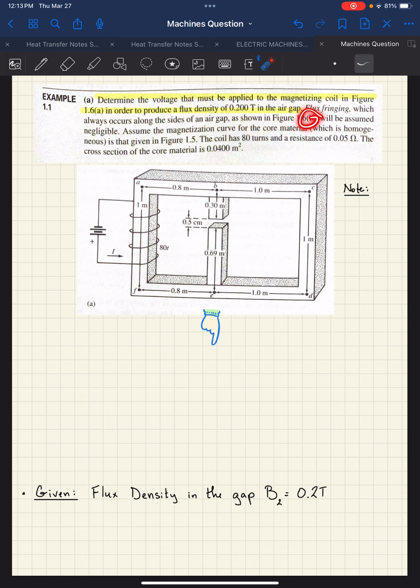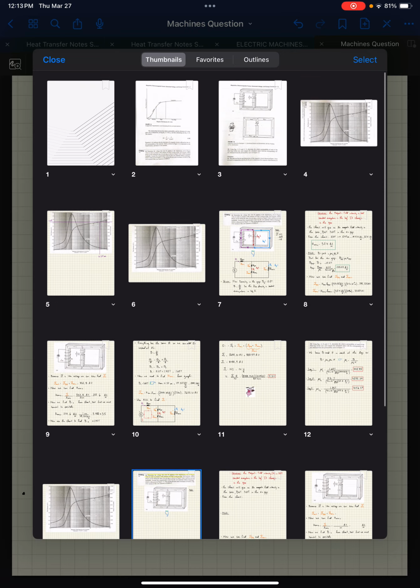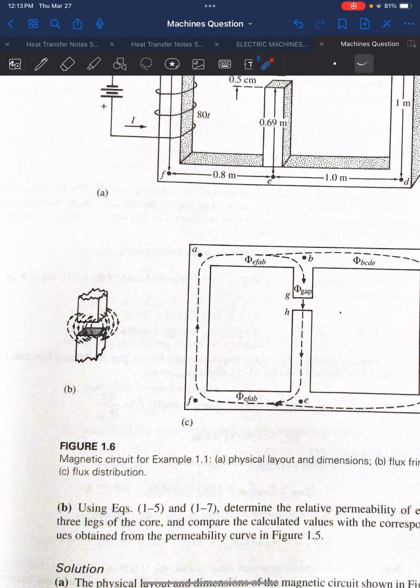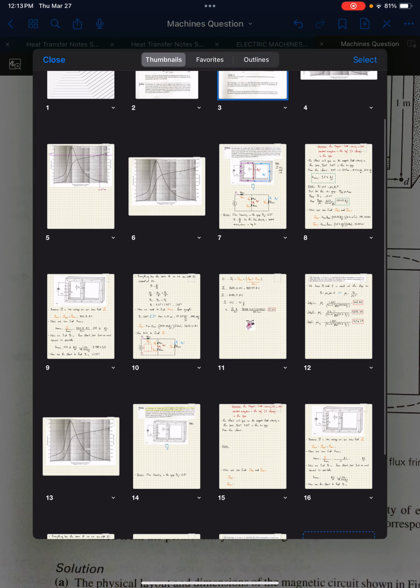I didn't put part B, but basically I have a copy, a scan of it. Maybe I can show you. So they're talking here about the flux fringing that would be happening here at the air gap. Okay, they're basically saying to neglect the flux fringing. I'll explain what that means in just a moment. So let's go back.